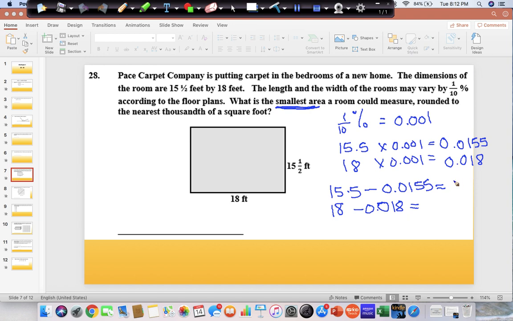Okay, and here we get the new length, and 18 minus 18 thousandths for the width. And remember, we are finding the area here. So now that we have our two side length measures, we are going to multiply them together.